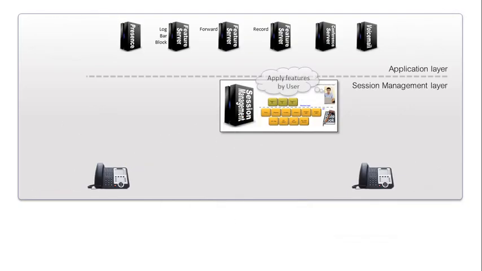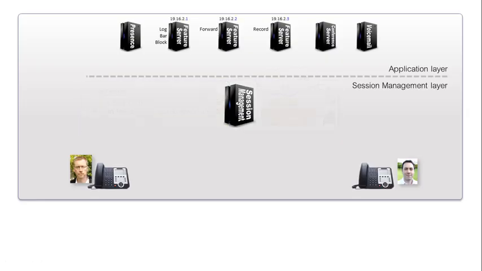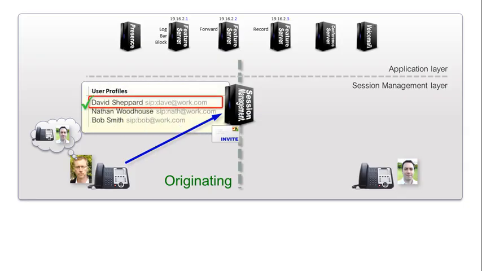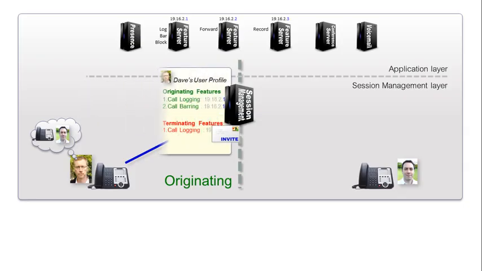Now, features are applied on a user-by-user basis, the server keeping a profile for each user, each configured with individual routing rules. Imagine Dave wants to call Nath. Receiving Dave's invite, the session manager, acting in originating mode, checks the caller has a user profile, pulls it out, gets details of the first originating feature, and routes the request to the feature server that serves that feature.